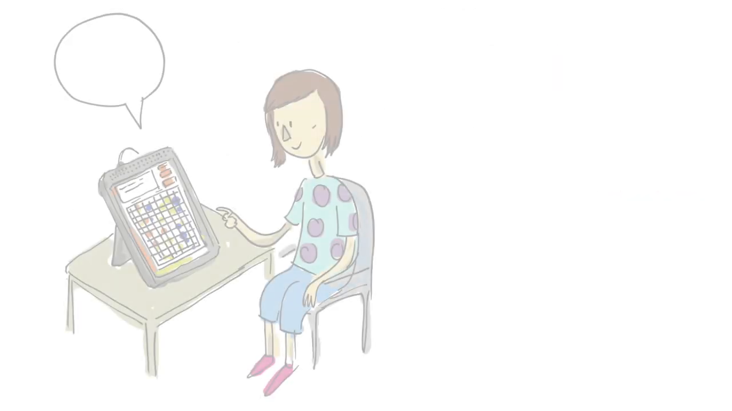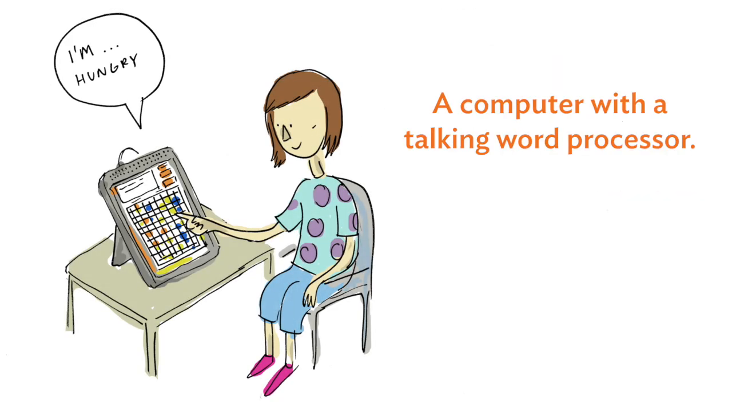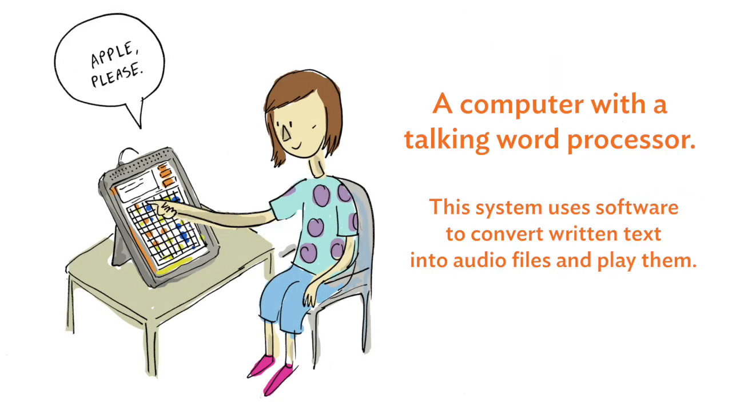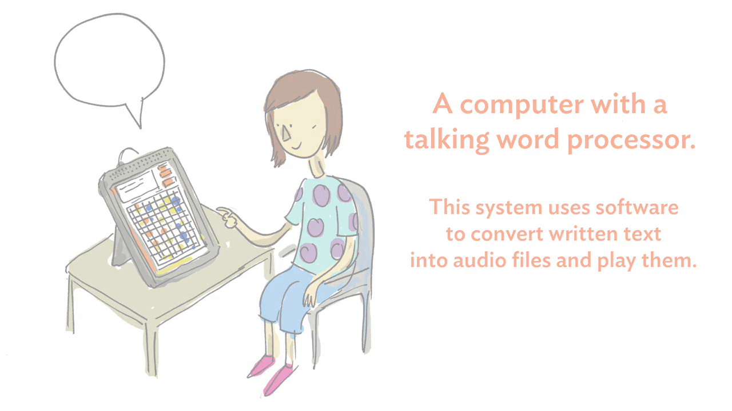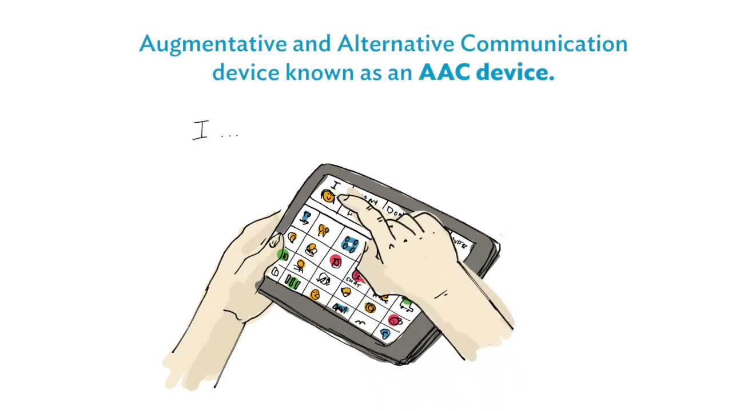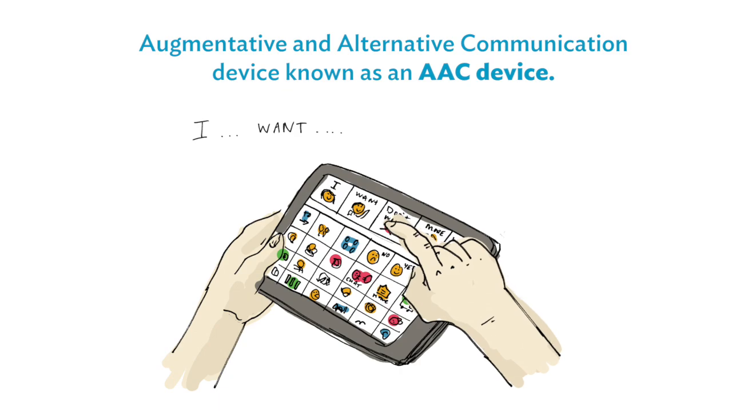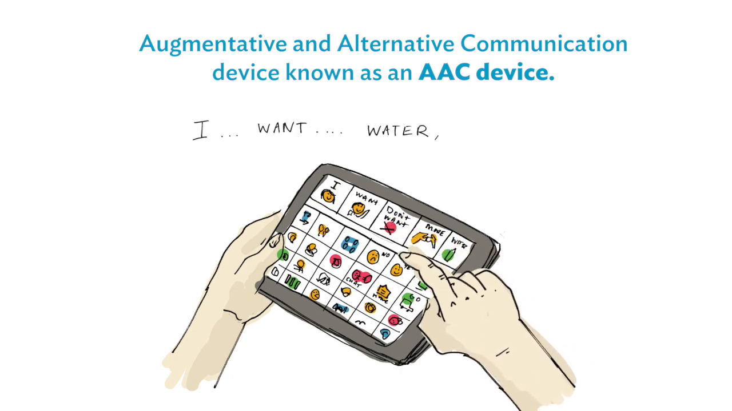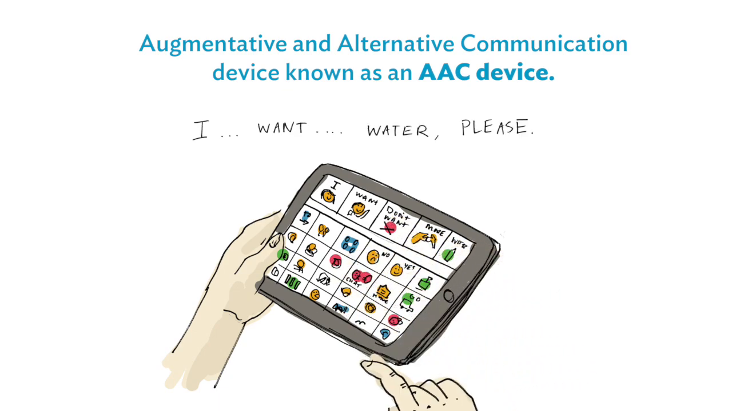Examples of high-tech AT could be a computer with a talking word processor. This system uses software to convert written text into audio files and play them. Another example of high-tech AT is an augmentative and alternative communication device known as an AAC device. A student might use an iPad or other tablet with a touchscreen. When she touches an image on the screen, a computer-generated voice says the word.